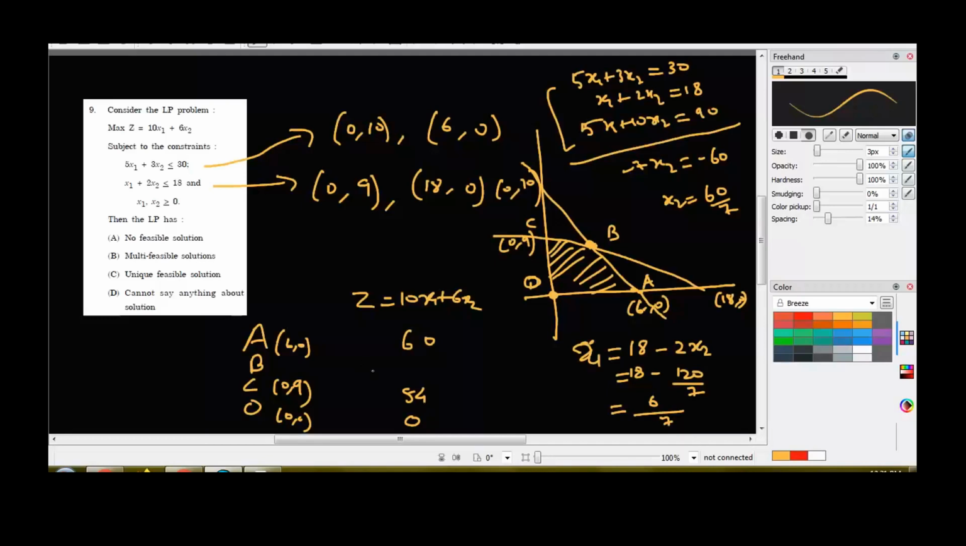So this point, which is 6 by 7 and 60 by 7, when put into the expression, that is 10 into 6 by 7 plus 6 into 60 by 7, would lead to 60 by 7 plus 360 by 7, which is 420 by 7. That gives us 60. Okay, so we have the value of Z as 60 at A and 60 at B as well. So there are 2 points where we have the optimal solution. And so from the options, we can accordingly pick up the second one, which is multiple optimal solutions.